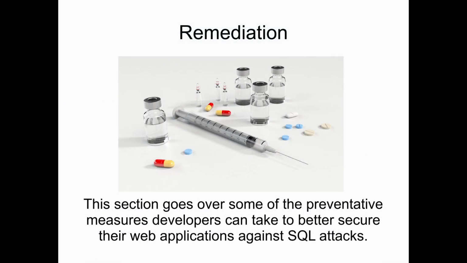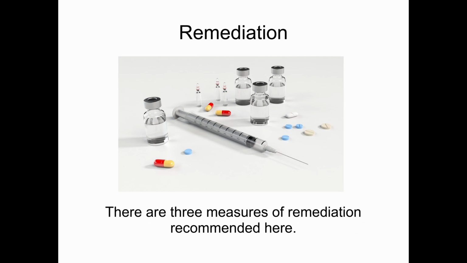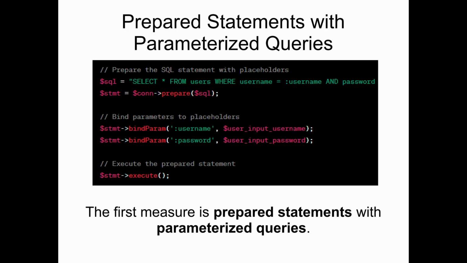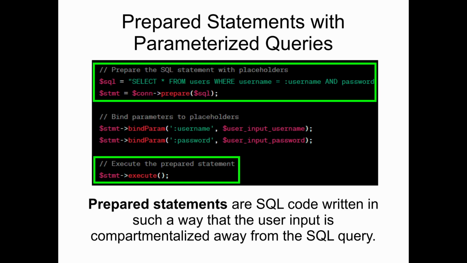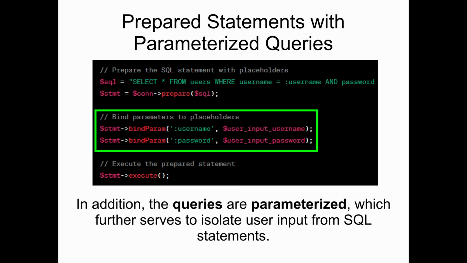This section goes over some of the preventative measures developers can take to better secure their web applications against SQL injection attacks. There are 3 measures of remediation recommended here. The first measure listed is prepared statements with parameterized queries. Prepared statements are SQL code written in such a way that the user input is compartmentalized away from the SQL query. In addition, the queries are parameterized, which further serves to isolate user input from SQL statements.